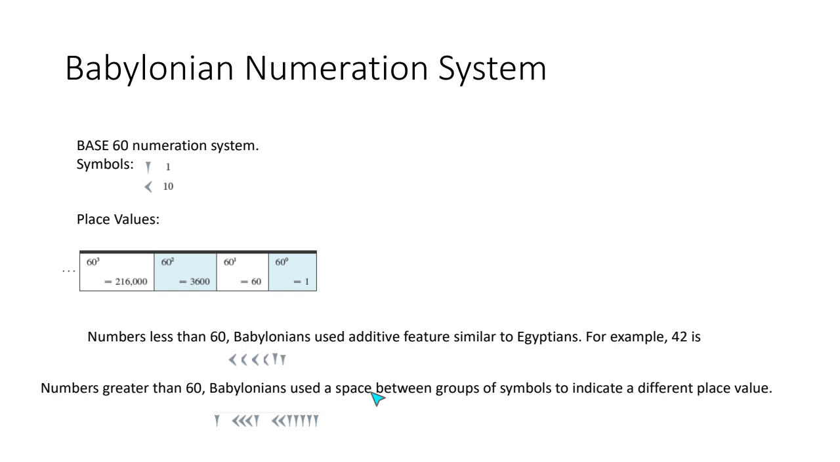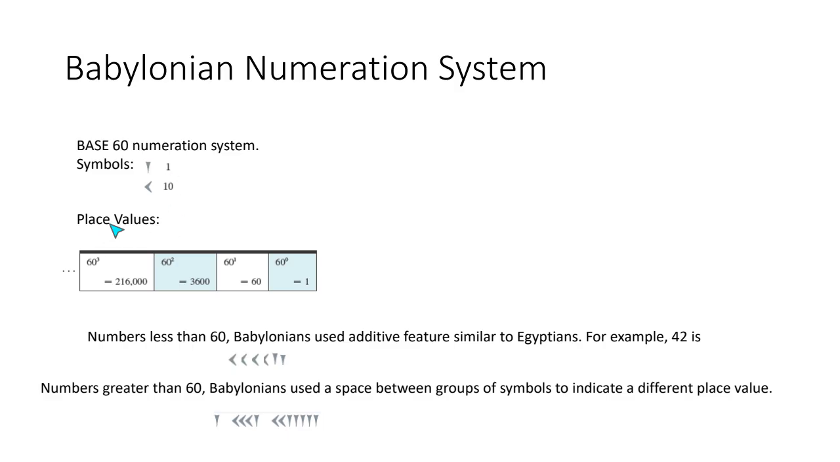So the next system we're going to look at is the Babylonian numeration system. They are in a base 60 numeration system. They actually only have 2 symbols. They have this one that represents a 1 and an arrow that represents a 10. There's actually a third symbol, but your textbook does not have it. I'll talk about that in a little bit.